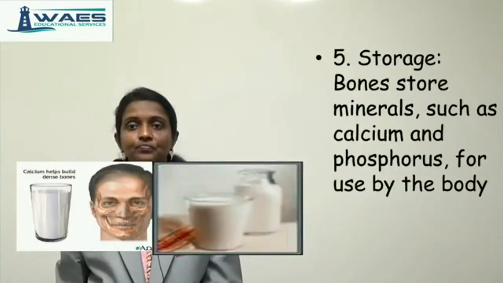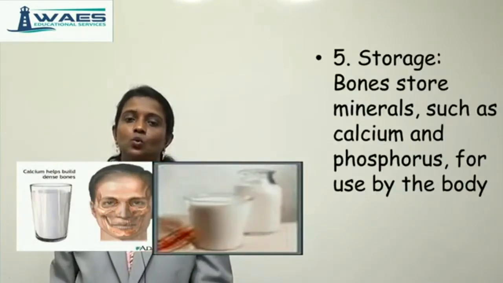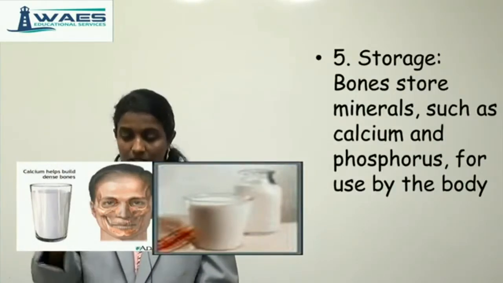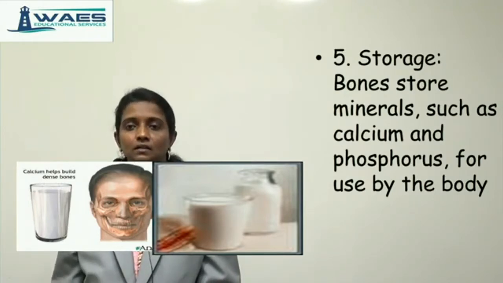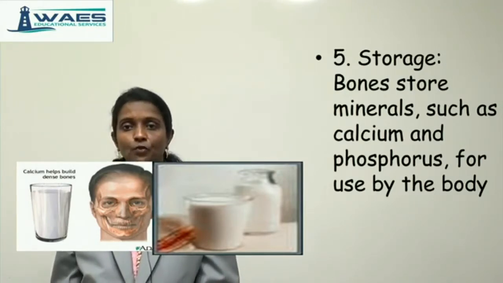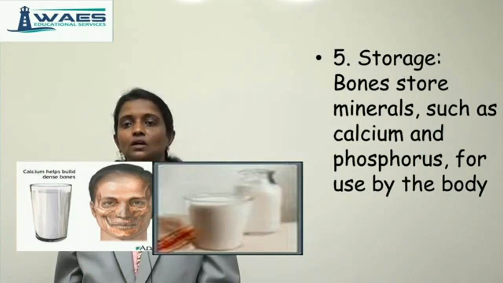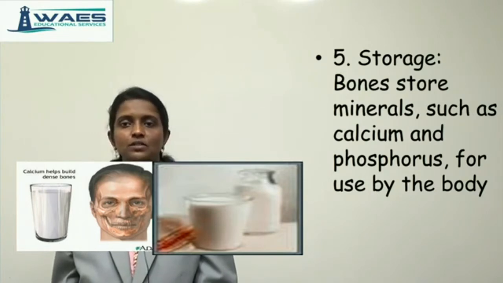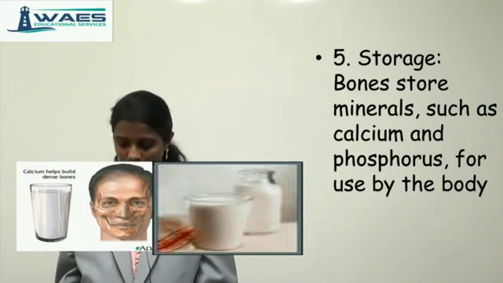Now, what else is the role of the skeletal system? It stores not only calcium, it also stores phosphorus for the body. So we said it's a birthplace of blood cells, and now we find that it is also a storehouse, a repository, of calcium and phosphorus for the body.